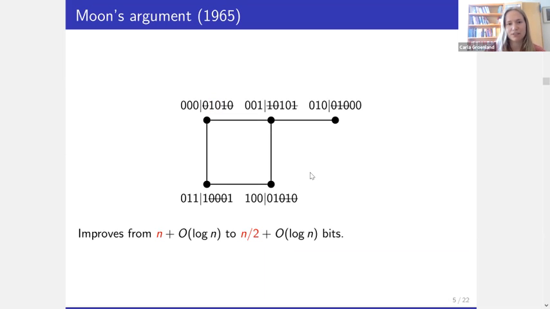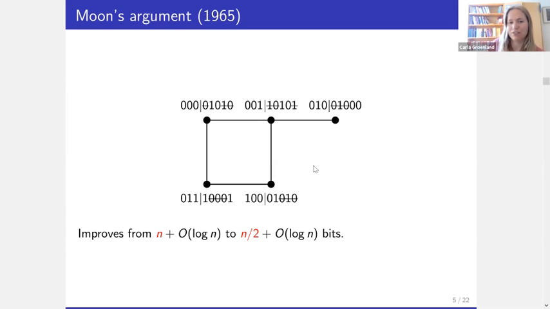So now instead of log n plus n bits, we only need log n plus n over 2 bits, which is quite a lot better. And in fact, it will turn out that this is almost tight, up to this log n factor. This is sort of the right answer.